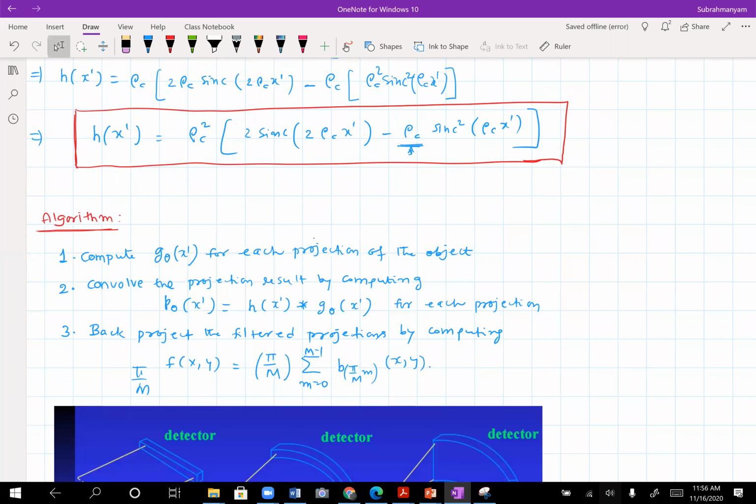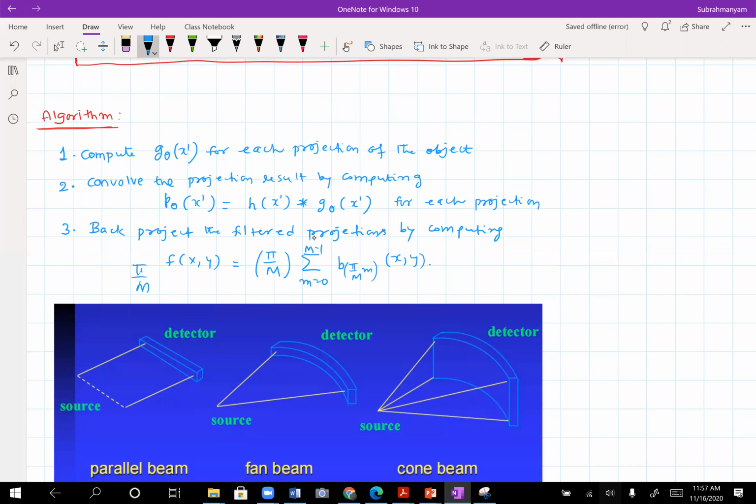Coming back, this is the summary of the algorithm. You compute g theta of x dash for each projection of the object, which gives you the projection. Then you convolve that projection with h of x dash. This is called the filtered projection, because you are convolving with this filter. Then you back project the filtered projection by computing f of xy equal to this. That is all that would give you f of xy.